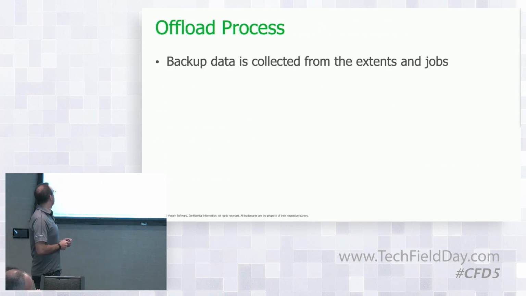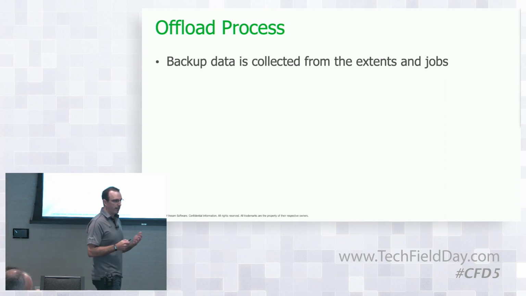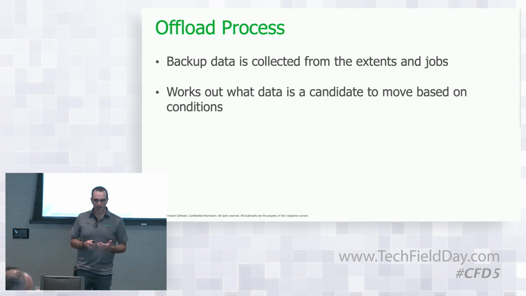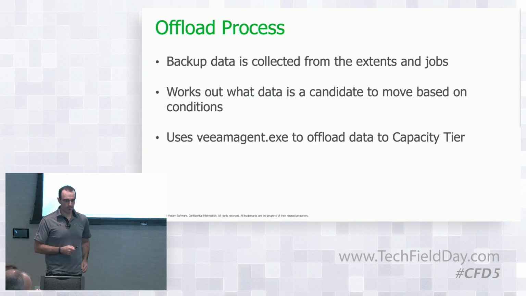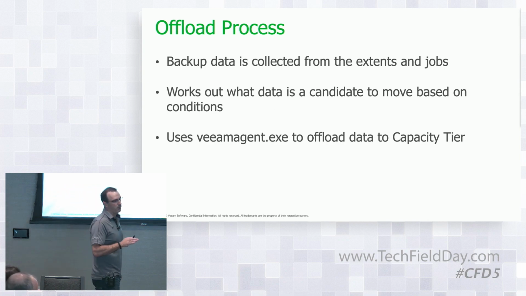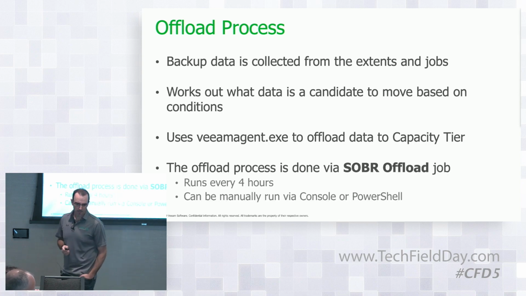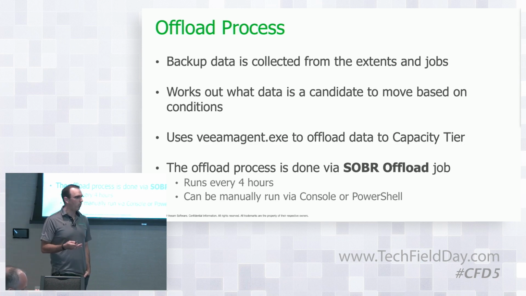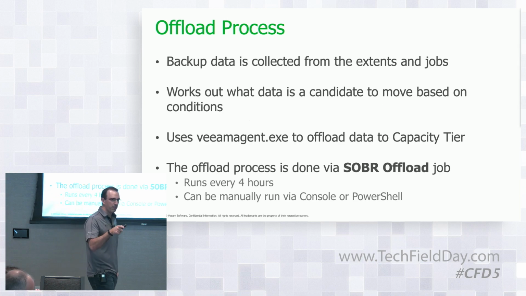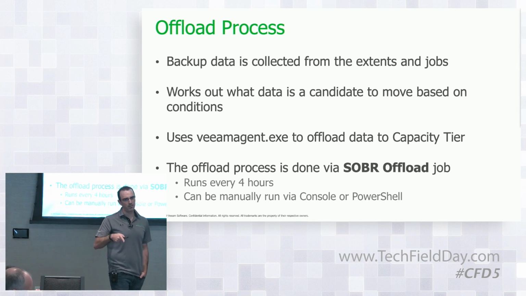The offload process is interesting. So backup data is collected from our extents. We then work out what data is a candidate to be moved based on those conditions that I've talked about earlier. We then basically use an offload job via the Veeam agent exe, which effectively shifts that data and does all the work that you've seen before. The offload process is done via that job, and it runs every 4 hours by default. Okay? So as soon as you configure the job, as soon as you enable it, it'll run 4 hours from the time you configure it.